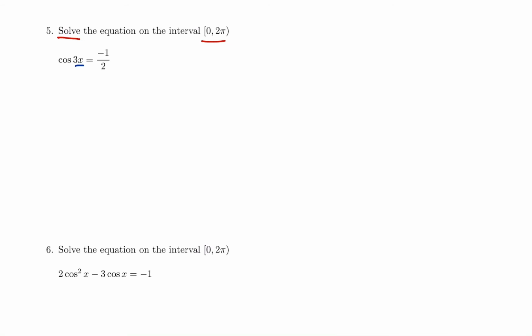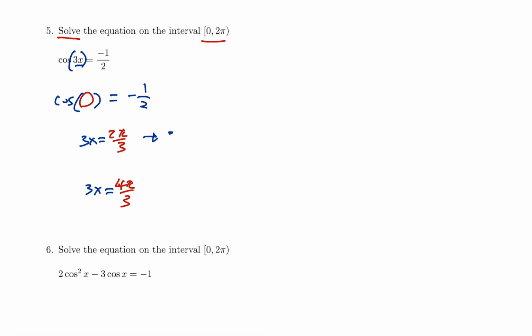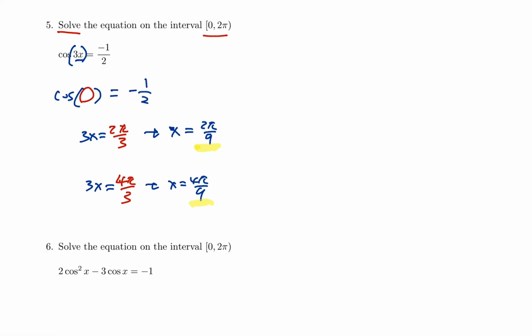Okay. So first, this is cosine 3x. So first we want to find angles on the unit circle where the cosine of that angle will be negative half. What are those angles? Again, refer to the unit circle, and we'll get two angles. We get 2 pi over 3, and we get 4 pi over 3. So this angle must be 2 pi over 3 and 4 pi over 3. But that angle here is actually 3x, right? So we set it to 3x to solve for x. Divide by 3 on both sides. We get x equals 2 pi over 9, and x equals 4 pi over 9. Then we have to check if each of these angles is in this range right here.